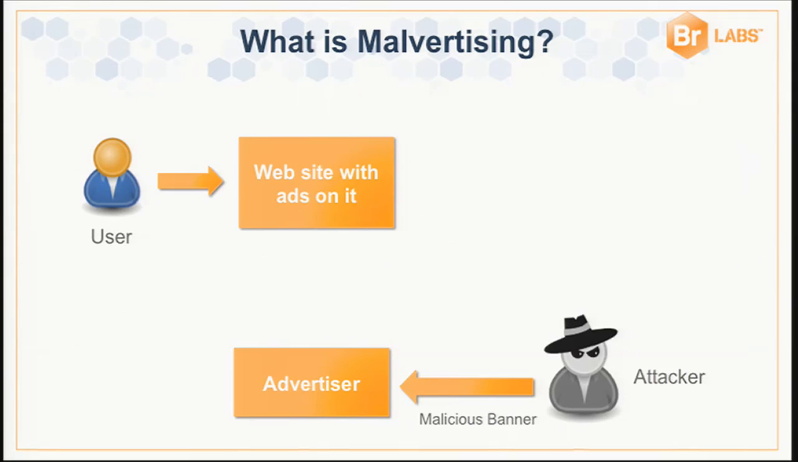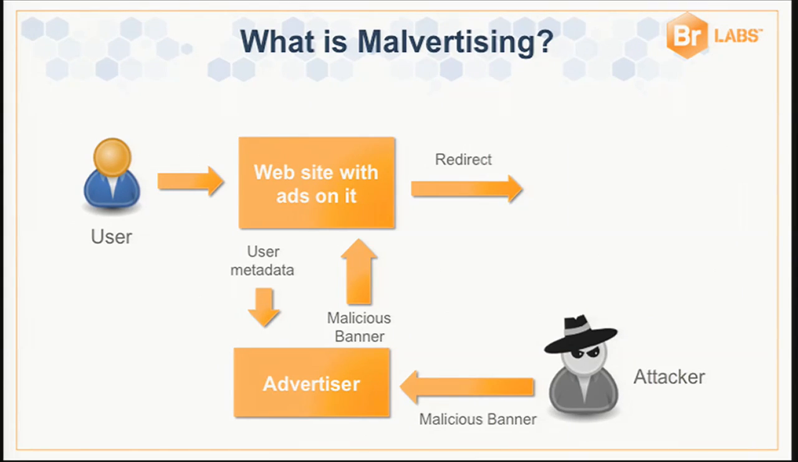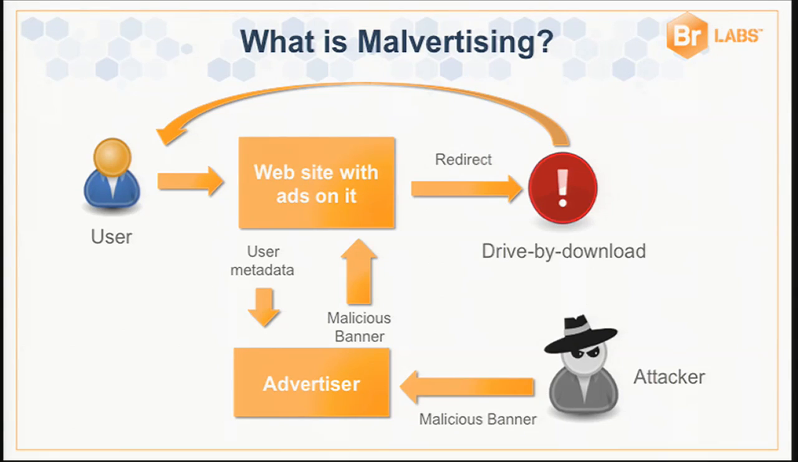Then a user will visit a website which, upon visit, will send some metadata to an advertiser that might include language, operating system, maybe some bits of the search history, and so forth. Based on that metadata, the advertiser picks a banner from their pool and then returns it. Under some circumstances, this might be a malicious banner. What malicious banners typically do is place an invisible redirect on the page that sends the user to a drive-by download attack.